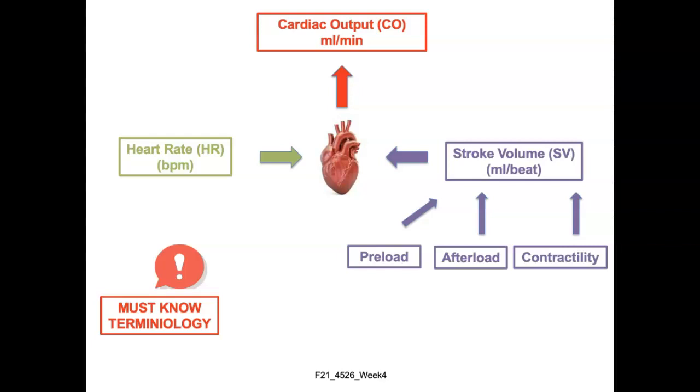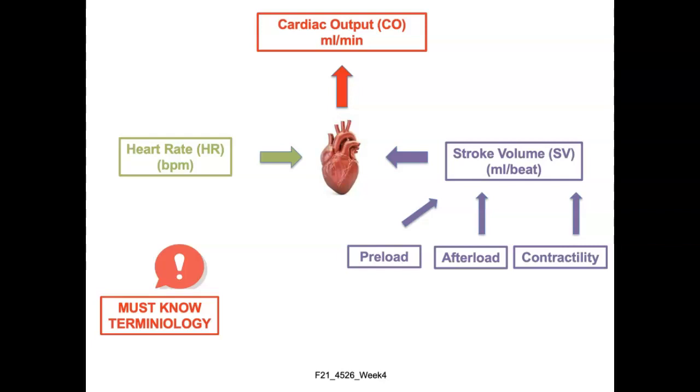Afterload is the pressure that the left ventricle must exert to get the blood out of the heart and into the aorta. The higher the afterload, the harder it is for the heart to eject blood, thus lowering the stroke volume. Afterload is also known as systemic vascular resistance, so the amount of resistance that the heart must overcome to open the aortic valve and push the blood volume out into the systemic circulation. So if you think of the balloon analogy, afterload is represented by a knot at the end of the balloon. And so to get the air out, the balloon must work against the knot.